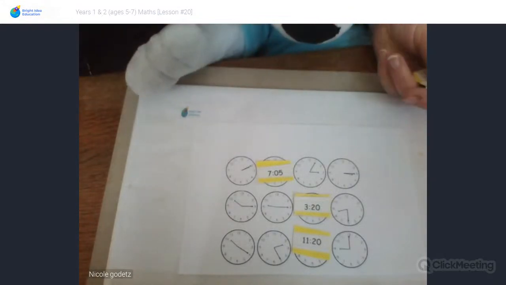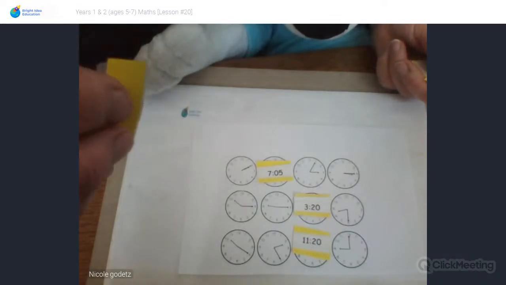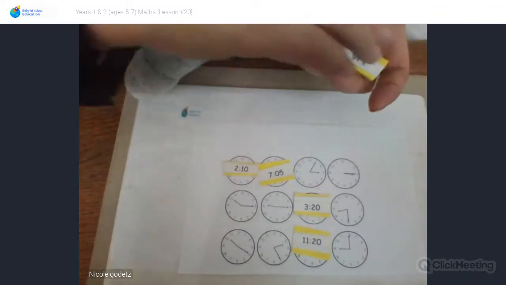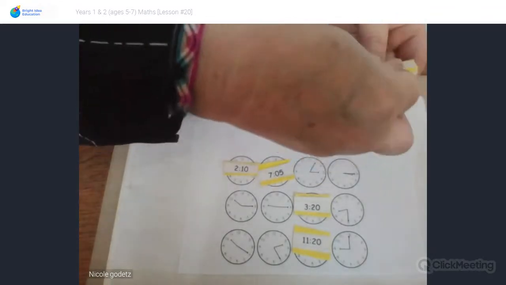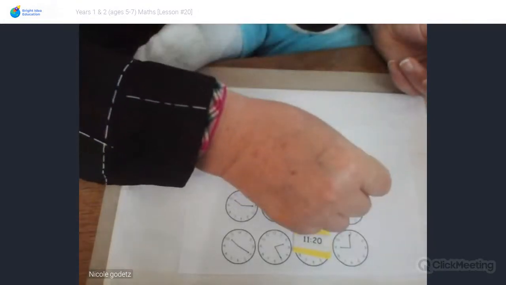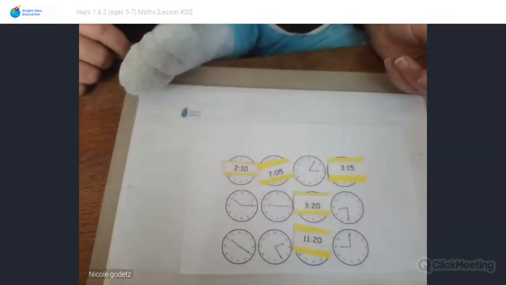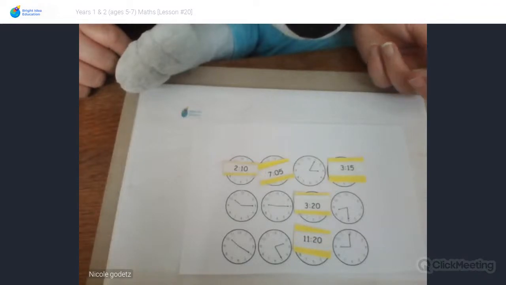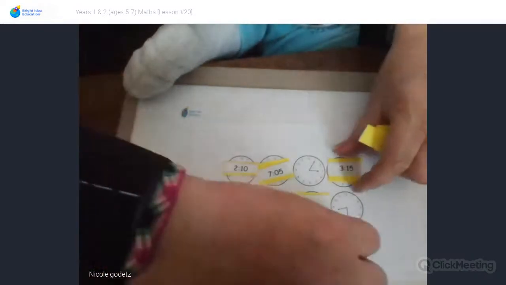The next time I have is 2:10. I'm waiting for somebody to call house to tell me all their times have been chosen. The next one I have is 3:15. 3:50. Oh, somebody's got bingo. Yay, well done. Somebody else has got bingo. Well done. So let's have another game.